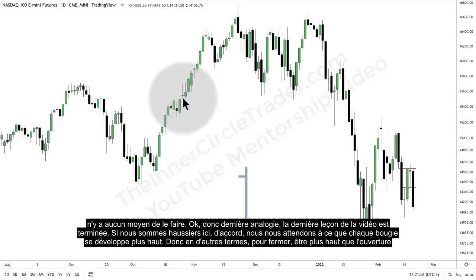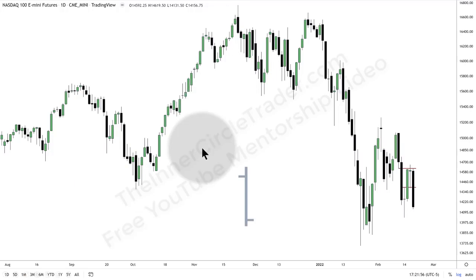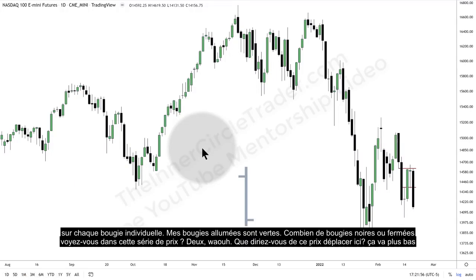If we're bullish here, okay, we're expecting each candle to expand higher. So in other words, the close be higher than the opening on each individual candle. My up candles are green. How many black or down close candles do you see in this price run? 2. Wow.